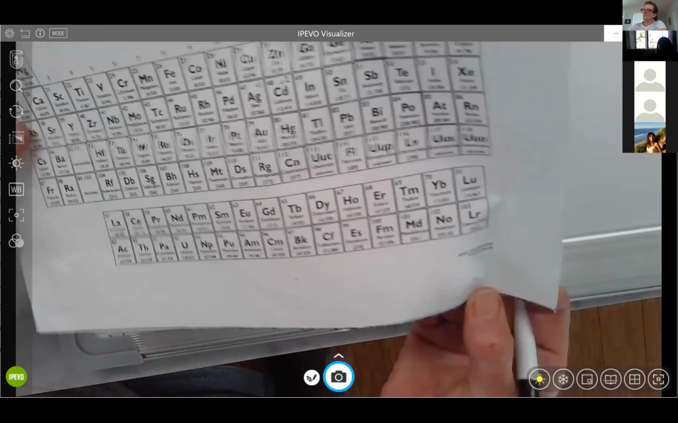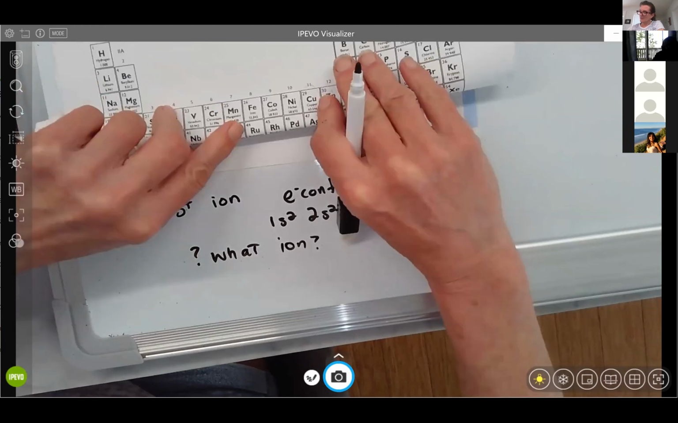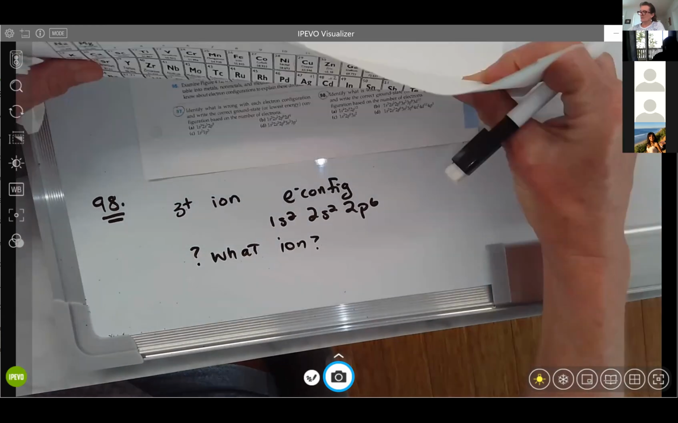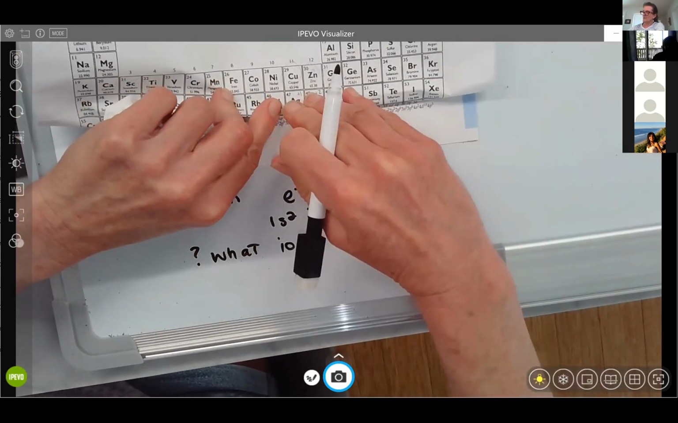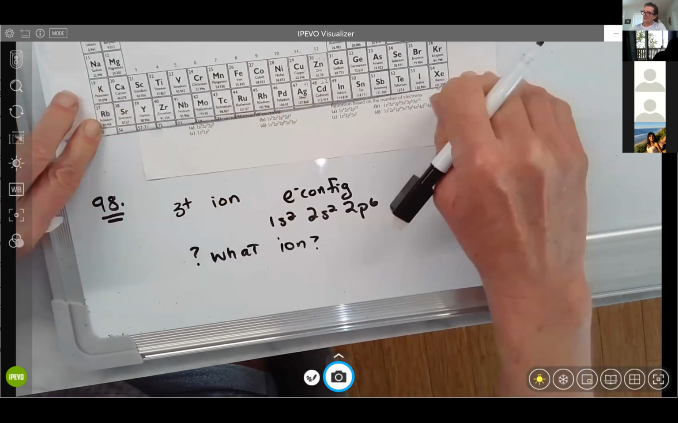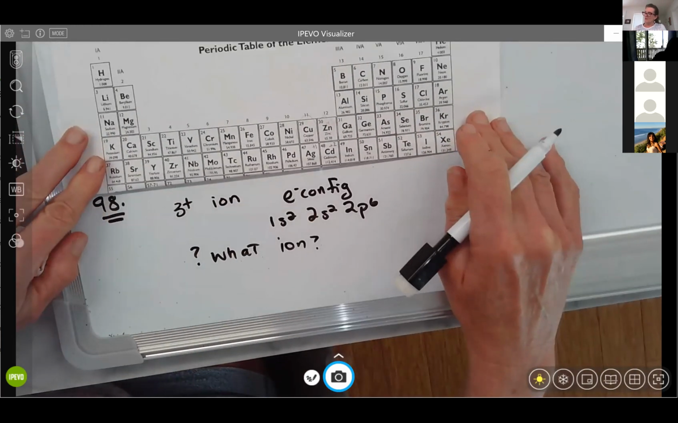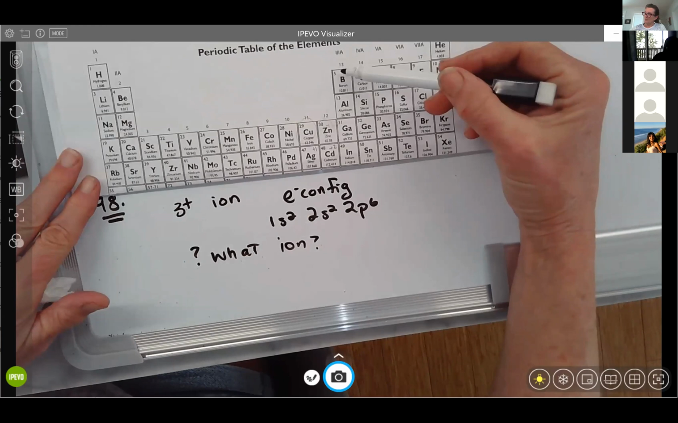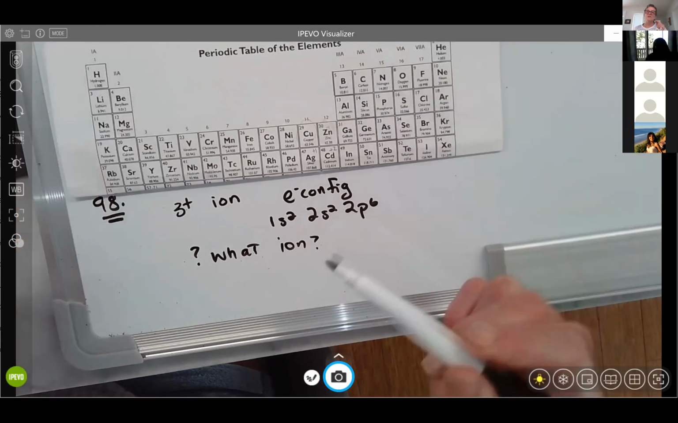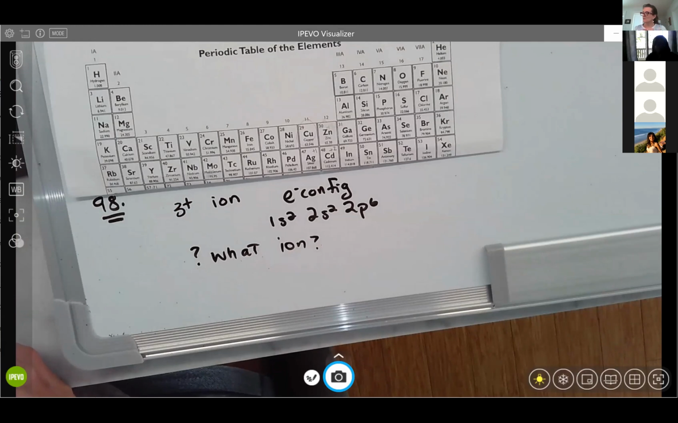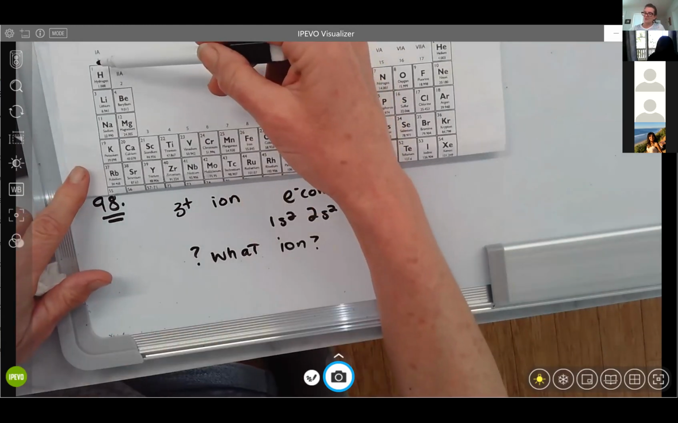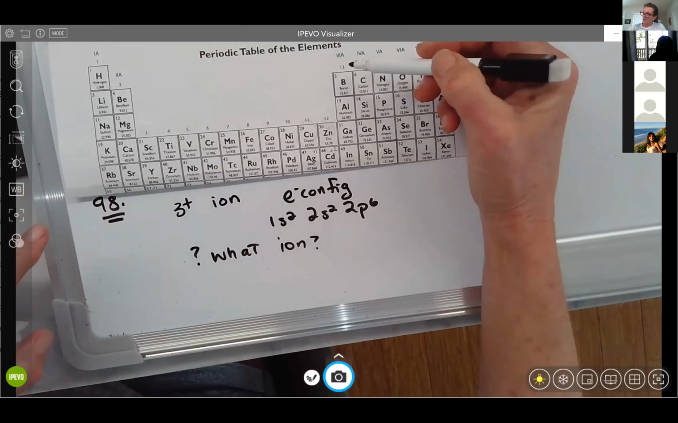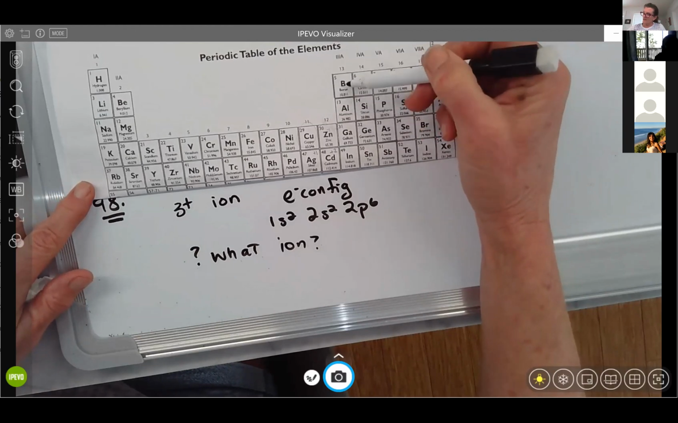Okay, so if I am looking for something with a 3+ charge, it's generally going to be in group 3. Notice the group numbers are labeled for, at least some of them, the number of valence electrons they have, but also on the plus side, the charges that they get. So group 3 tends to be 3+.